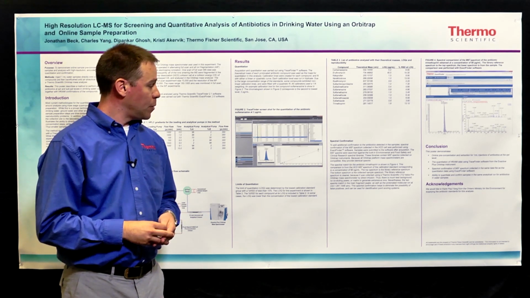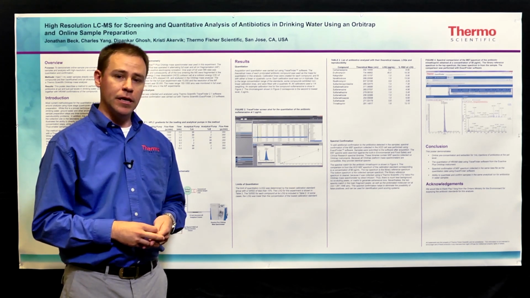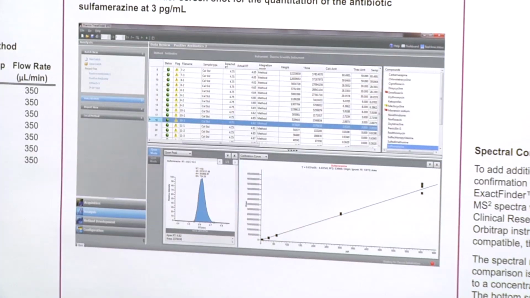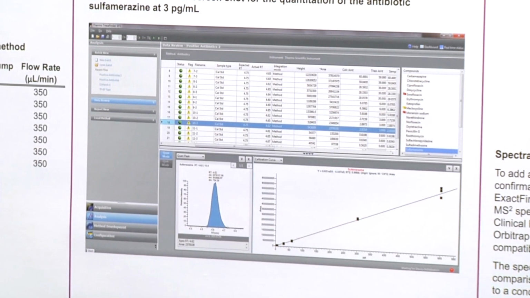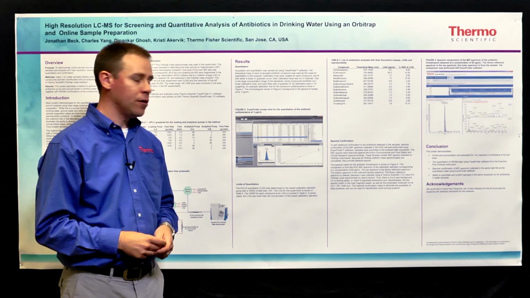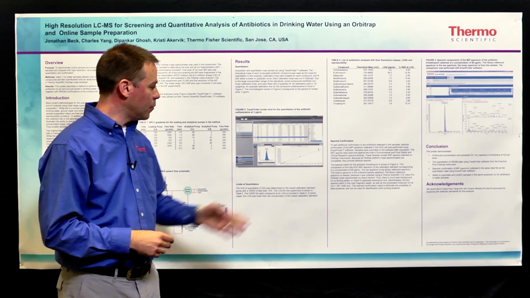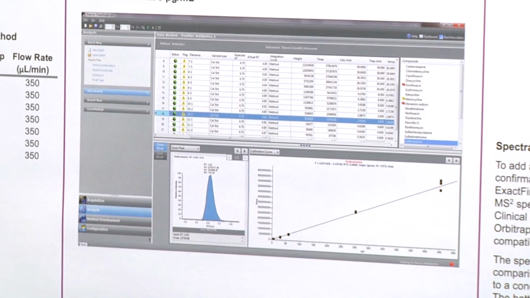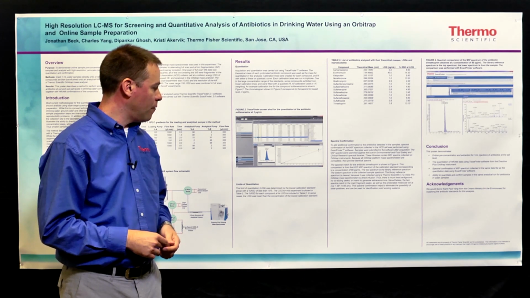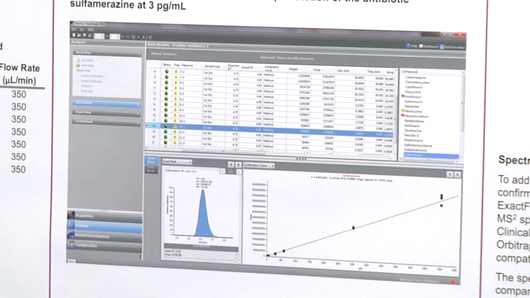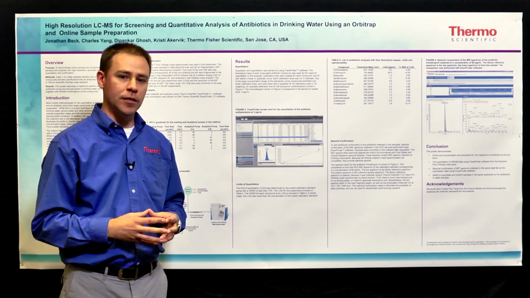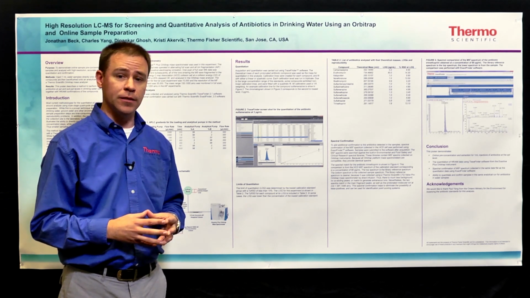In this experiment, we spiked several different concentrations in the low parts per billion and low parts per trillion level for the antibiotics. You can see an example of one of the antibiotics, in this case sulfamirazine, at a concentration of 3 parts per trillion or 3 picograms per milliliter. The calibration curve is shown in the lower right-hand portion of the graph here, and here is the chromatogram of sulfamirazine at 3 parts per trillion. We get very good peak shape. So we're able to do very, very nice quantitation experiments using our full scan Exactive Plus instrument.